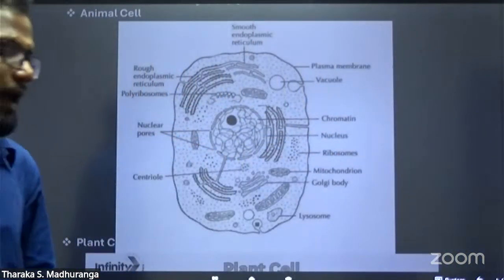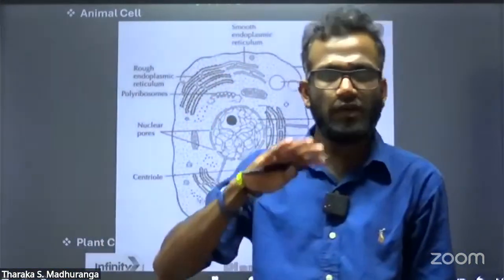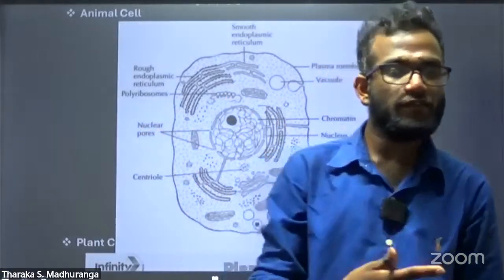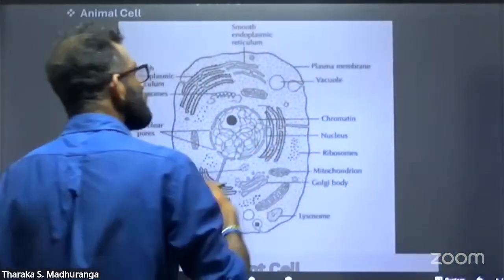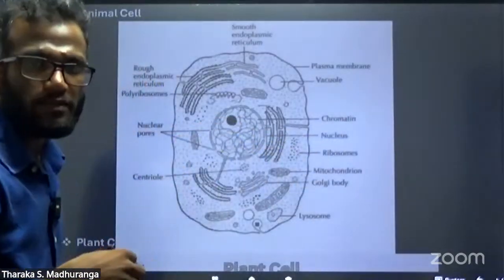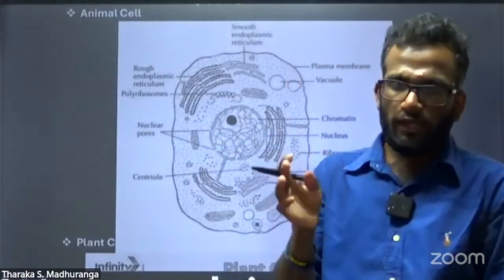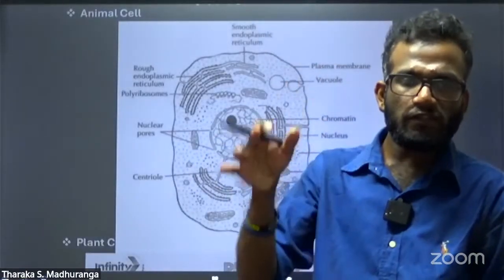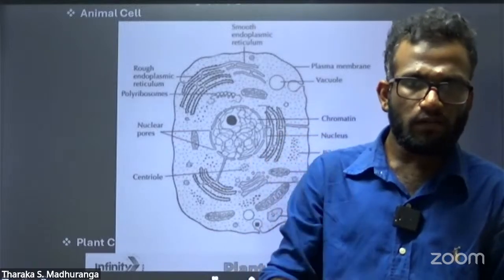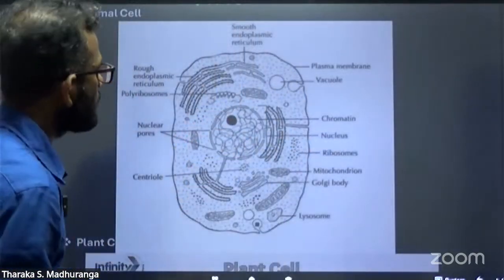Animal cell. As I explained earlier, animal cells don't have a rigid cell wall. They don't have any kind of cell wall. Therefore, the outer membrane is the plasma membrane of the animal cell. Because there is no cell wall, the animal cell doesn't have a specific rigid shape. It is like a gel, and the shape is changing.